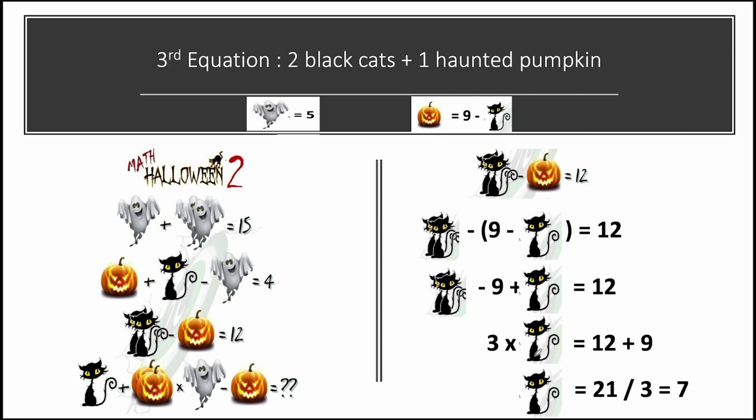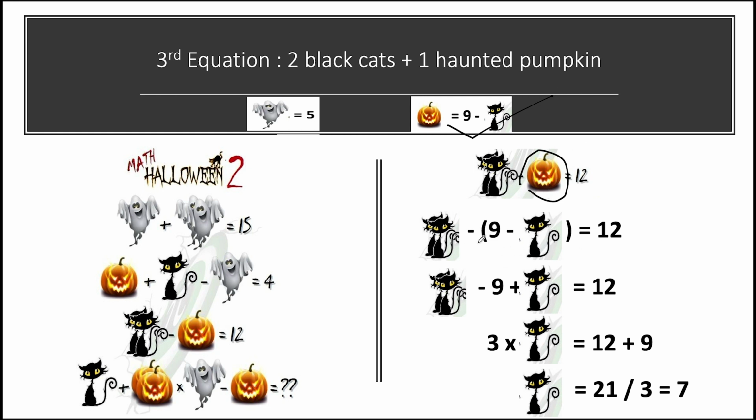So pumpkin is equal to 9 minus cat. Now friends, wherever we see the pumpkin, we'll replace this pumpkin with 9 minus cat. And let us consider this as equation number 1. Now jumping on to our third equation. In the third equation, we have two black cats and one haunted pumpkin. And as I have told you, wherever we see the item pumpkin, we'll replace that with 9 minus cat. So replacing pumpkin with 9 minus cat and solving this equation.